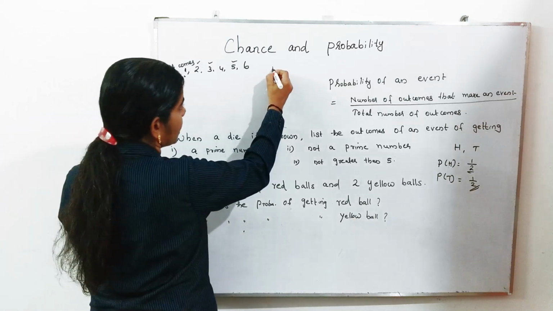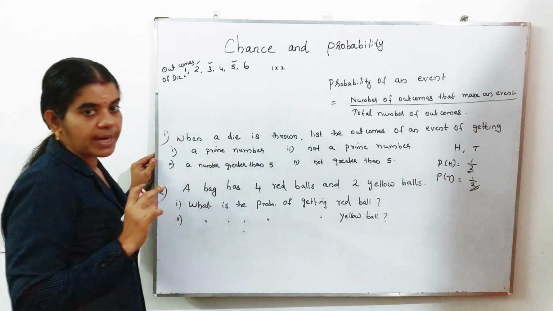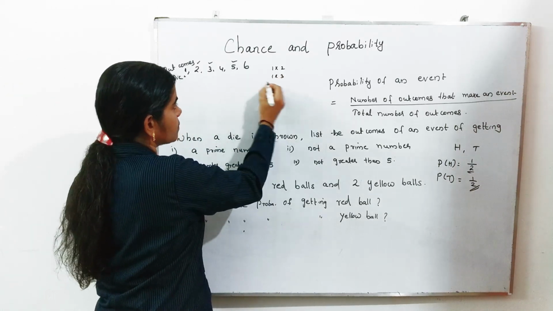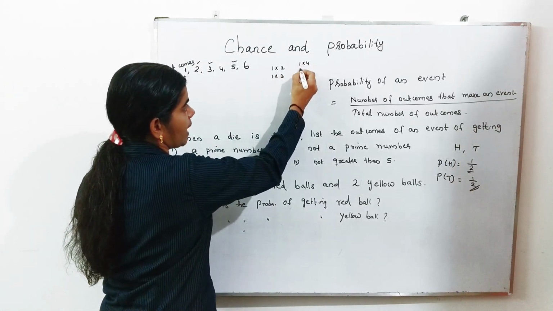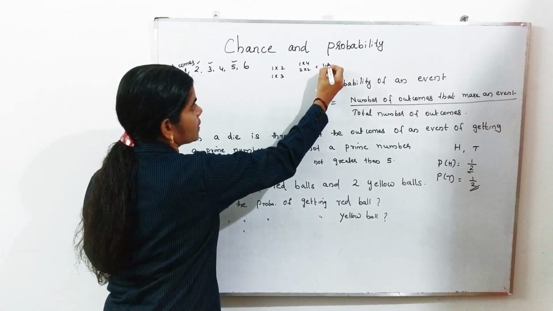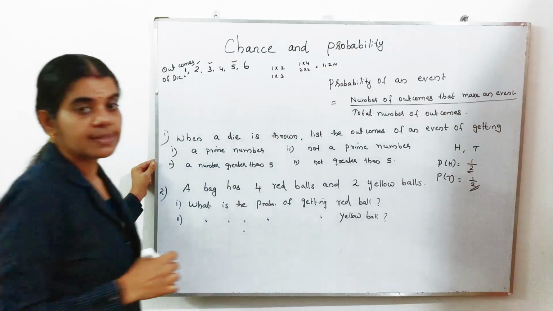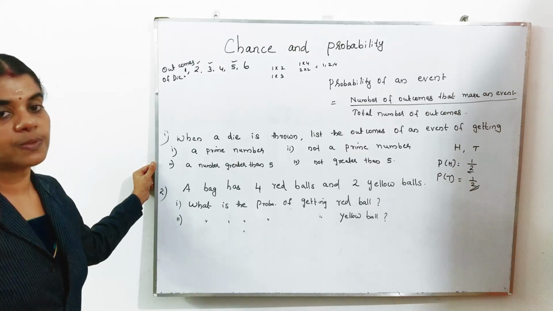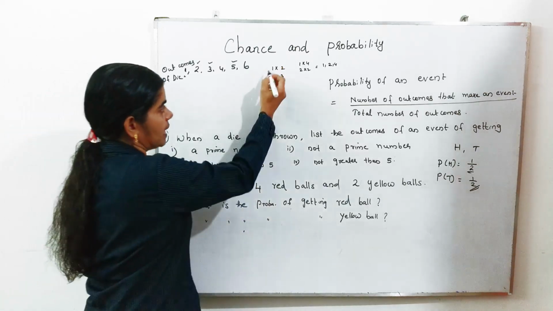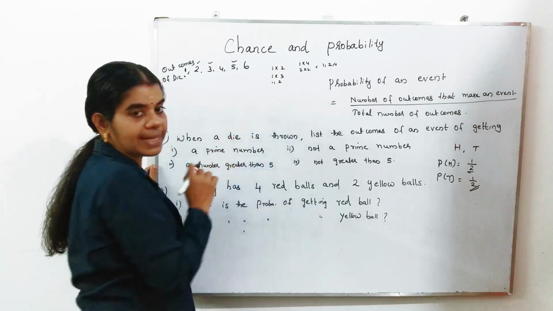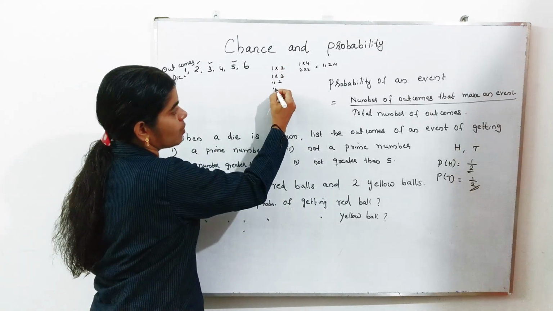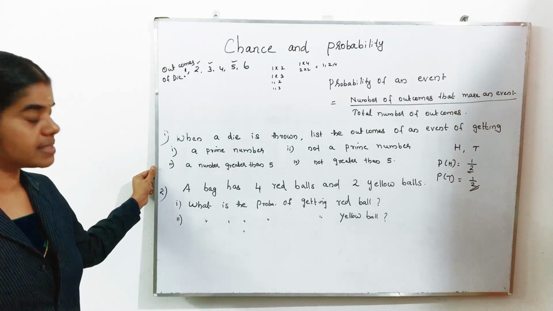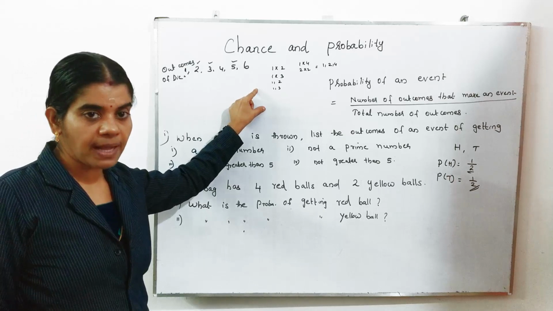Here 2 means we can write 1 into 2 only. So 1 and 2 are its factors. 3 also we can write 1 into 3. 4 we can write 1 into 4 and 2 into 2. So factors of 4 are 1, 2 and 4. More than 2 factors coming, all those numbers are composite numbers. Here 2 having 1 comma 2 only as the factors, 3 having 1 comma 3. The numbers having 2 factors, that is 1 and the number itself, those numbers are known as the prime numbers.